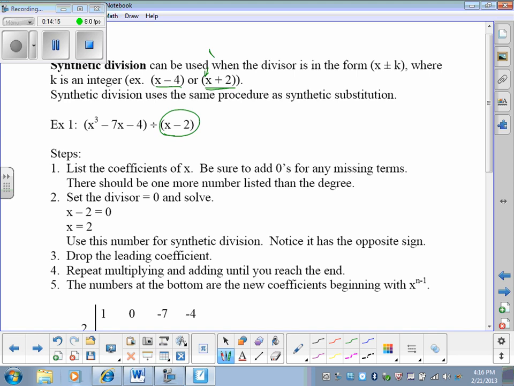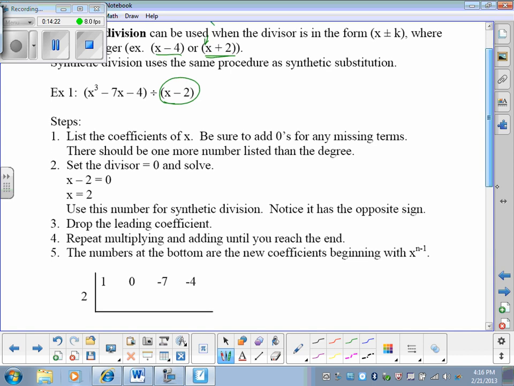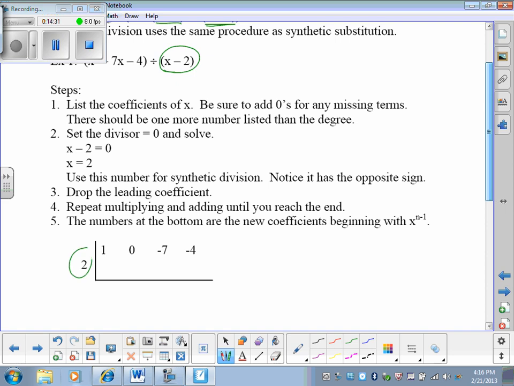Okay, and it's very similar to the way that we did synthetic substitution, except that we do a couple of things differently. The first thing you do is you need to figure out what the number is going to be out in front of the number that you're going to be multiplying every time. And the way you do that is you take your divisor, this x minus 2, you set it equal to 0, and you solve. So x is 2. So that's going to be my number that comes from the divisor.